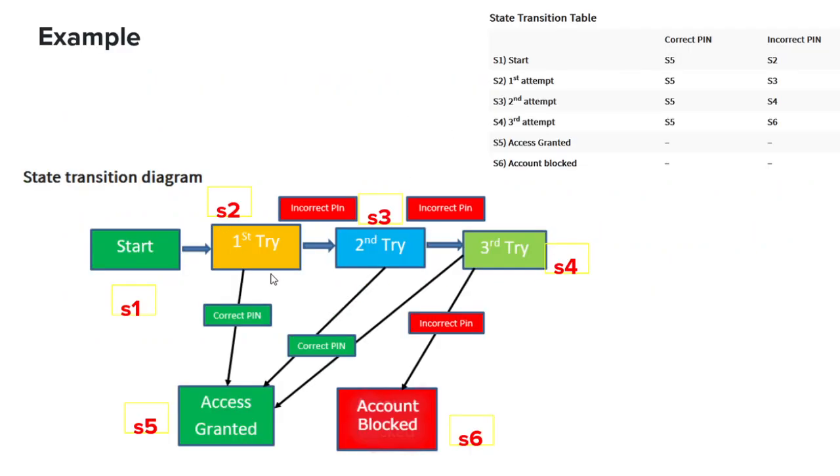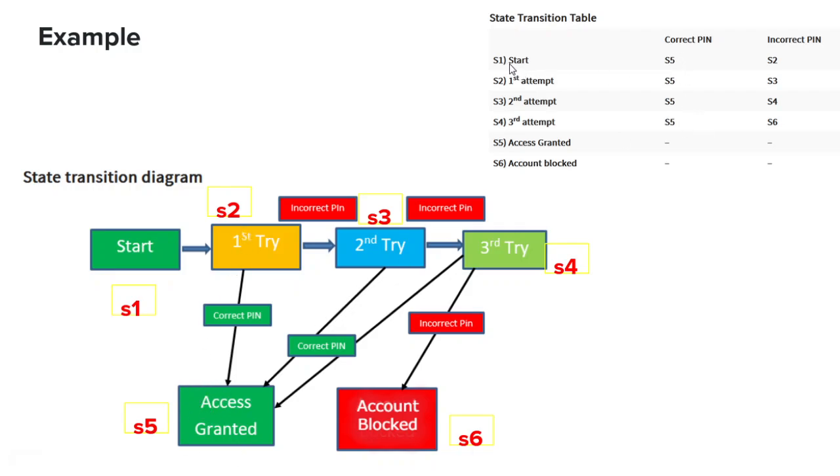So in this scenario, what is the transition, or what is the event? What triggers the change in the state? Entering the pin, right? The user can enter a correct pin, or the user can enter an incorrect pin. These are the inputs, or the actions, which will trigger the state change. For example, on the starting state, on the first try, if the user enters the correct pin, which state will it go to? S5. If the correct pin is entered, then access will be granted.